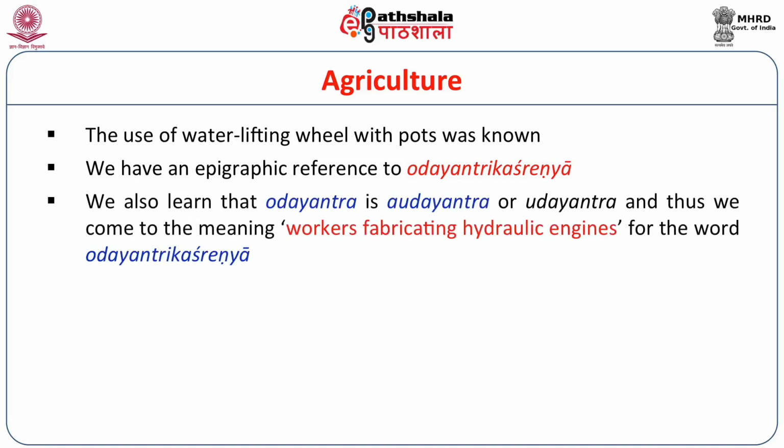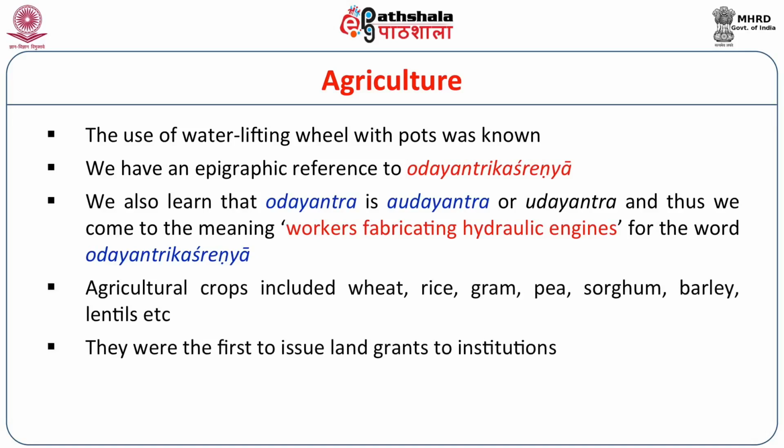We also learned that Odoyantro, that is Udoyantro, and thus we come to the meaning: workers fabricating hydraulic engines. For the word Odoyantriko Srenna, that is the people who formed a group and were concerned with the use of this water lifting device. Agriculture crops included wheat, rice, gram, pea, sorghum, barley, lentils, etc. They were the first to issue land grants to institutions.